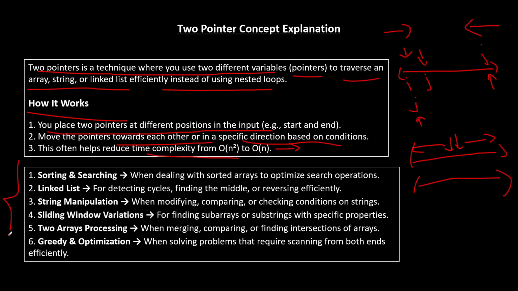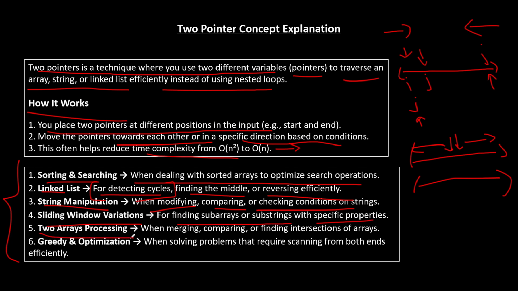And places where we use two pointers could be sorting and searching, when dealing with sorted arrays to optimize search operations; linked lists for detecting cycles. Here we use the concept of fast and slow pointers, which we will study when we solve the questions based on linked lists, finding the middle or reversing efficiently. In string manipulation, when modifying, comparing, or checking conditions on a string, sliding window is the most important one to use two pointers for finding sub-arrays or substrings with specific properties.